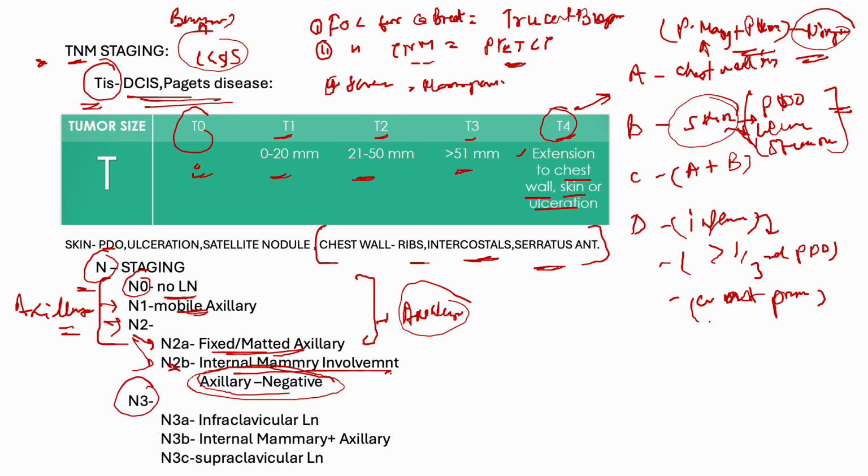In N3, just remember N3A and N3C. N3A is the lower one, infraclavicular; A comes first, then C comes, and B comes in between. N3C is supraclavicular and B stands for the second alphabet, 2, meaning both involved, internal mammary plus axillary.